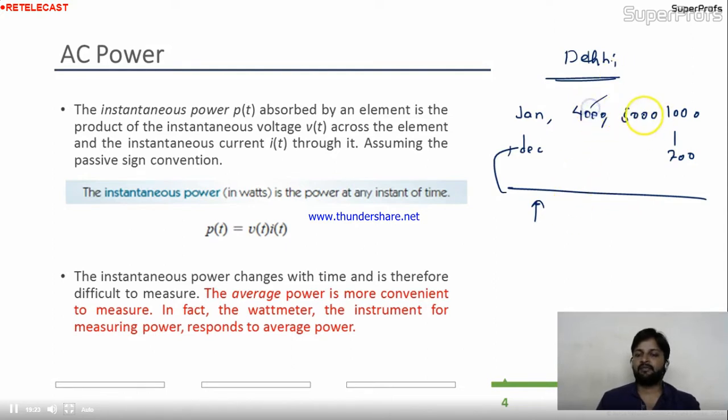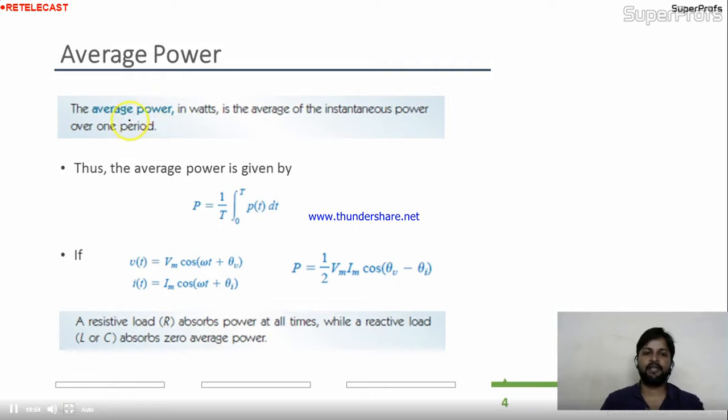That in January he gave me 4,000, in Feb 5,000, in March 1,000? No, you will give an average value. You will say that on average he is giving me 4,000 per month. Like this. So this is the significance of the average value. Similarly, here also in the AC circuits, we can't give the instantaneous power because it's changing continuously. So we need to come up with another point, and that is the average power. I'll come to the average power over here.